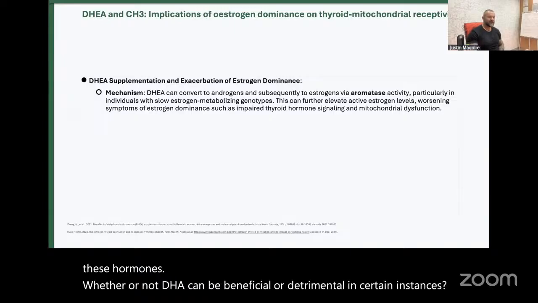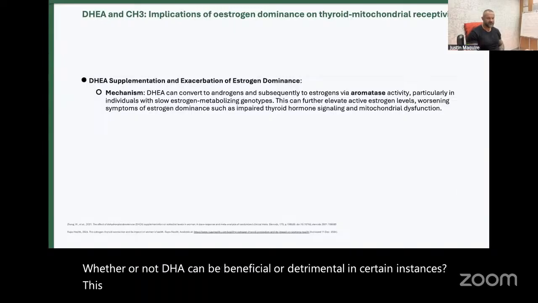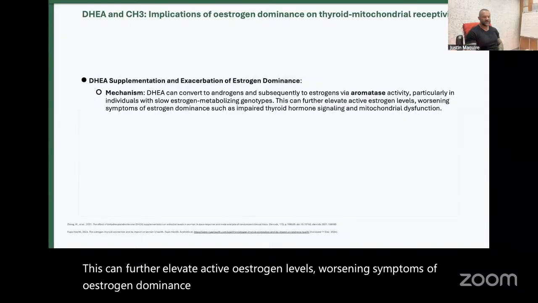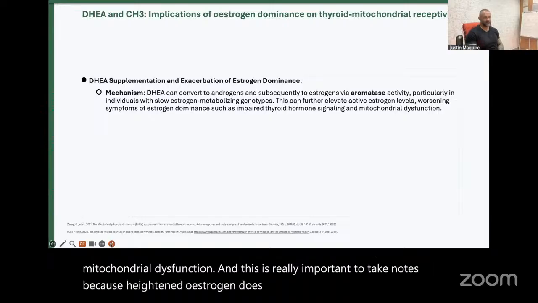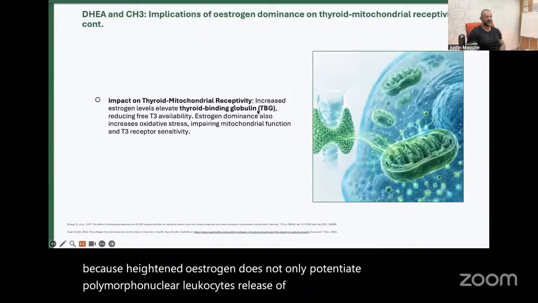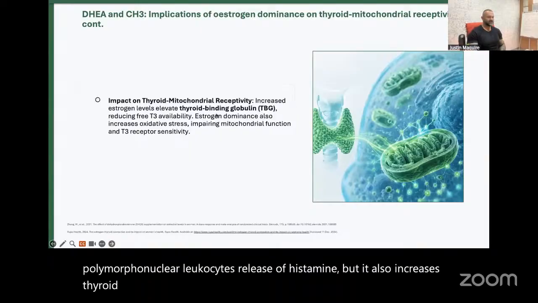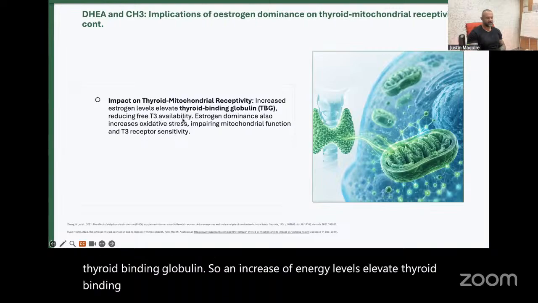This can further elevate active estrogen levels, worsening symptoms of estrogen dominance, such as impaired thyroid hormone signaling and mitochondrial dysfunction. And this is really important to take note of because heightened estrogen does not only potentiate polymorphic nuclear leukocyte release of histamine, but it also increases thyroid binding globulin. So an increase of estrogen levels elevates thyroid binding globulin, reducing free T3 availability.